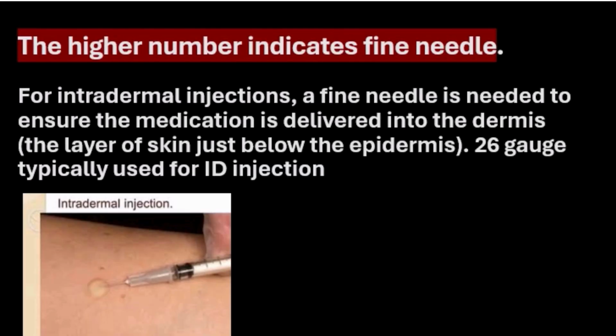The higher the number of gauge, it will indicate the finer needle. For intradermal injections, a fine needle is needed to ensure the medication is delivered into the dermis, the layer of skin just below the epidermis. So 26 gauge is the highest here. It is typically used for the ID injection.